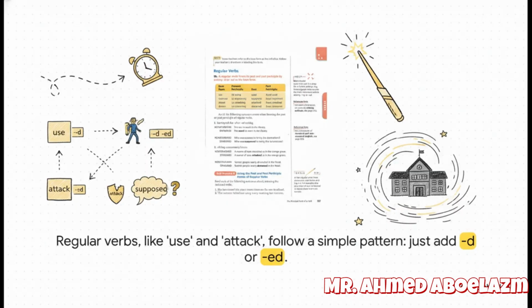And you can see for yourself just how consistent this pattern is. Check out these examples, like use or attack. They follow the exact same rule. Use becomes used, attack becomes attacked, suppose becomes supposed. You just tack on that d or ed ending, and boom, you've just traveled back in time, grammatically speaking.